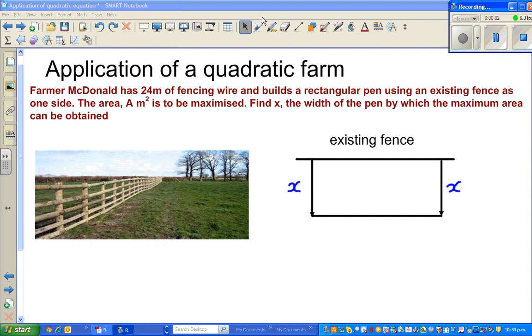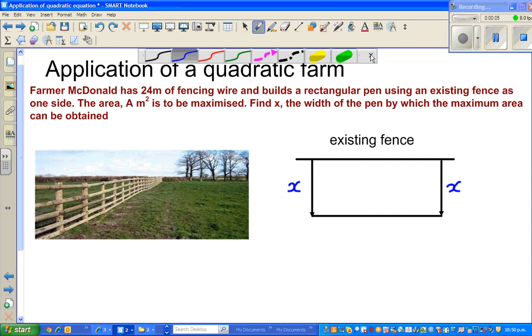In this video, we're going to look again at an application of quadratic equations. This is a word problem. You have to form an equation and then solve it. So let's read the problem.